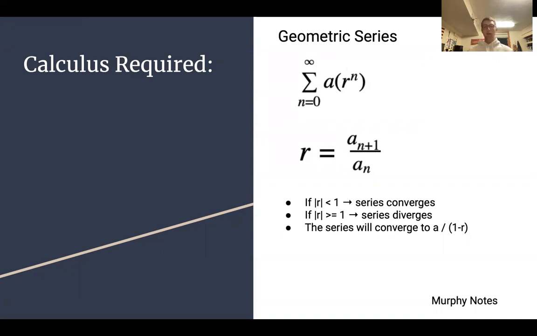And then, of course, if the absolute value of r is less than 1, the series will converge, and it will converge to a over 1 minus r. However, if r is greater than or equal to 1, the series will diverge. However, in the MPC problems, we can never have an r value that is greater than 1, as people cannot technically consume more than they receive. Obviously, in reality, they do. But in the scope of these problems, we will just focus on r values less than 1, so the series will always converge.